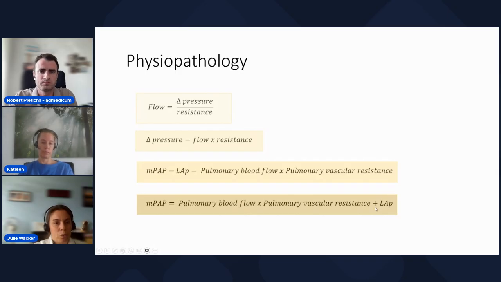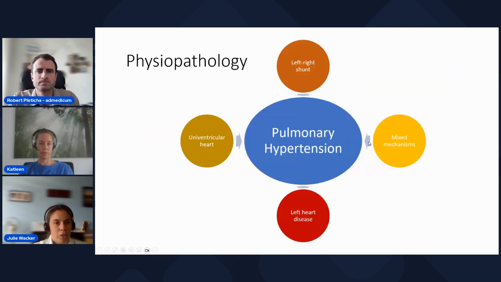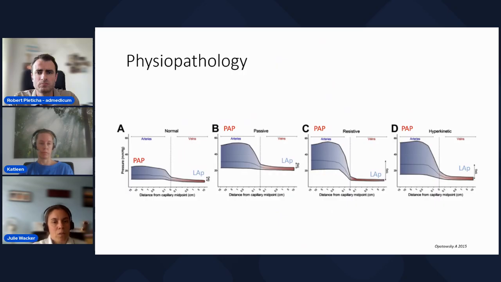This is very important to understand how congenital heart disease can lead to pulmonary hypertension. Of note, we need a cardiac catheterization to measure the pressures, to calculate the flow and estimate the resistance in patients. There are many different ways through which congenital heart disease can lead to pulmonary hypertension, and I will describe them along this presentation.